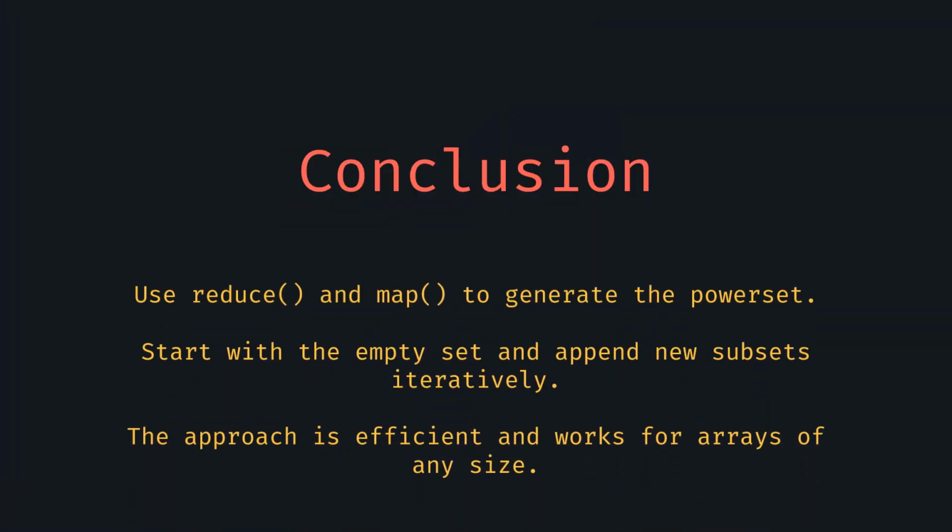In summary, this program demonstrates how to generate all possible combinations of numbers in an array using modern JavaScript techniques such as reduce and map. The power set is an essential concept in programming and mathematics, with applications across various domains.